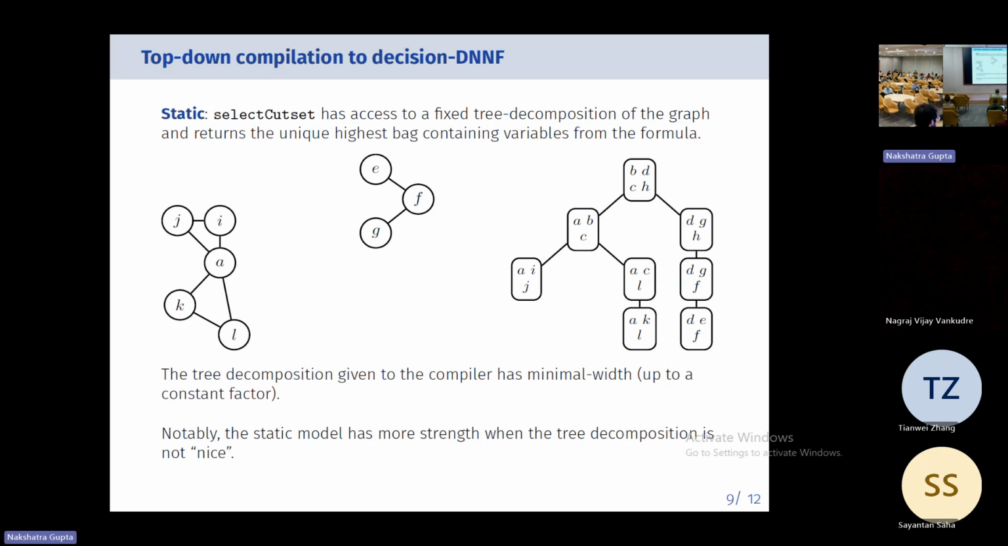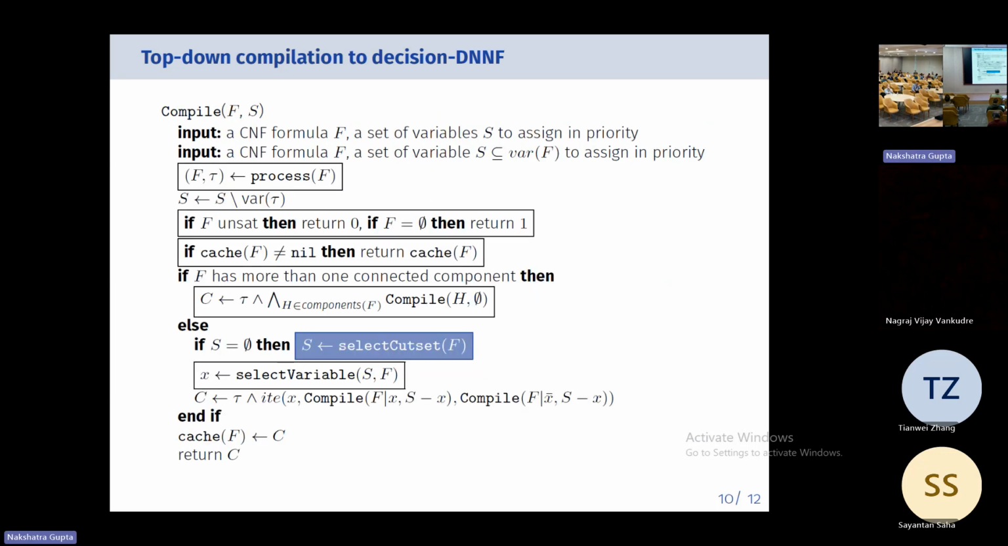And now what's your cut set? Well, the highest bag that contains elements from the subformula now is this one. So now your cut set is just going to be A, because B and C are in A, and you will again split your subformula into two parts, and so on and so forth. But you always use the same structure to find which variable to assign next, and it's in this sense that this algorithm is static.